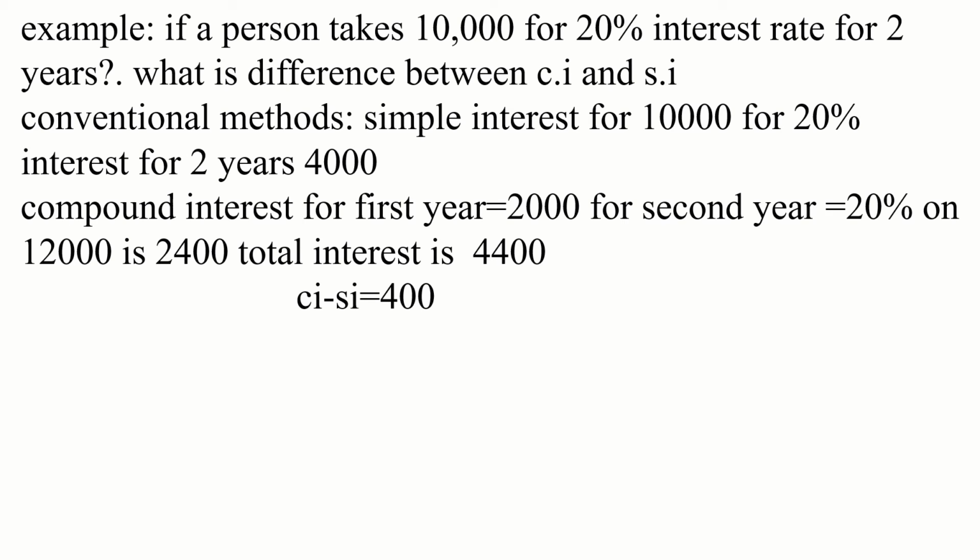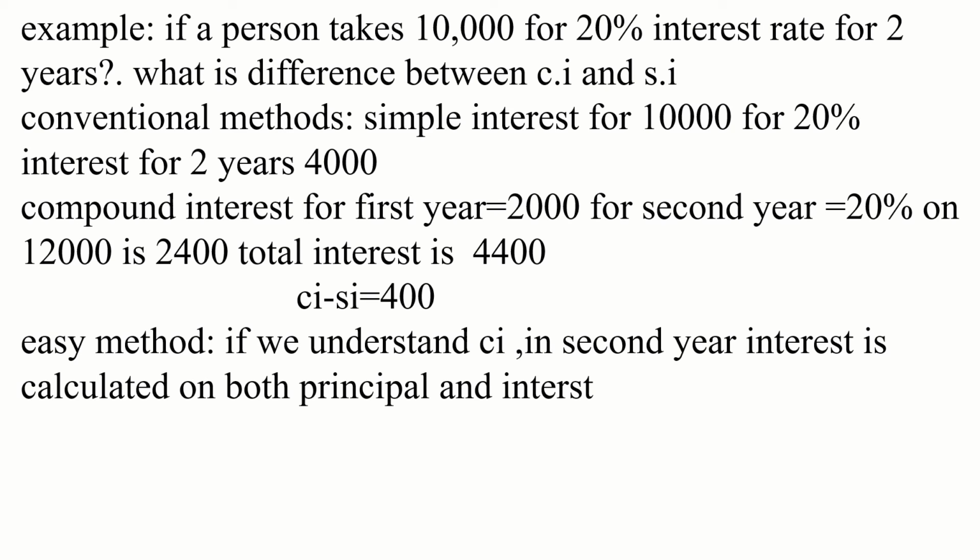Means you can simply say that the difference between CI and SI is interest on interest. Means you have to calculate the interest on first year, and another time you have to calculate the interest on this interest amount. Means suppose 20% of the 10,000 is how much? 2000. So you have to calculate 20% of 2000. This was the answer. If you're solving problems, you can understand this simple thing.